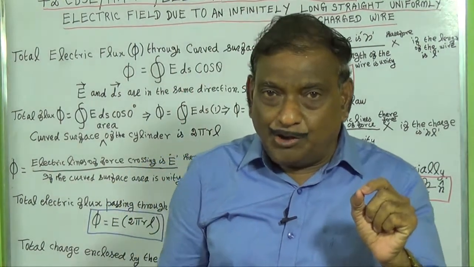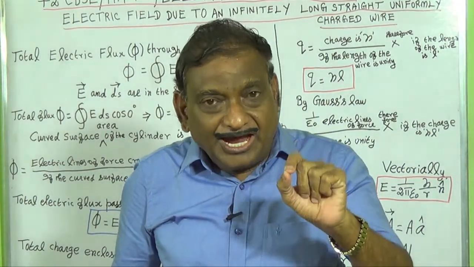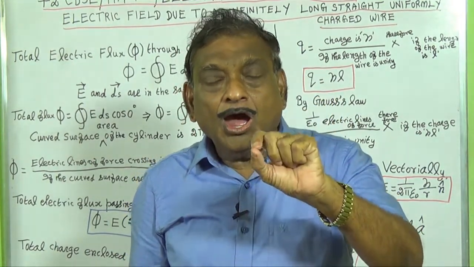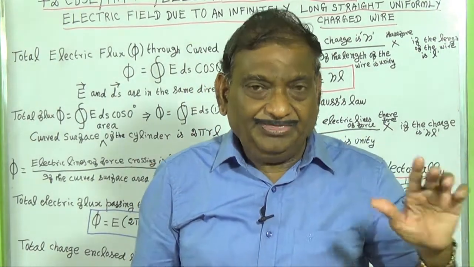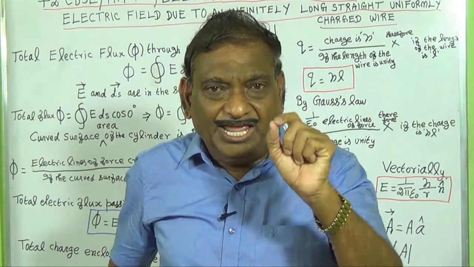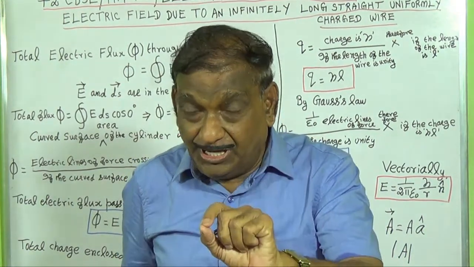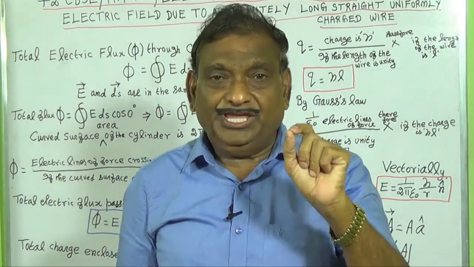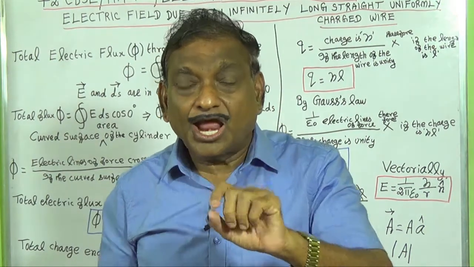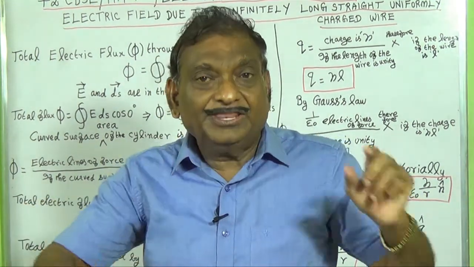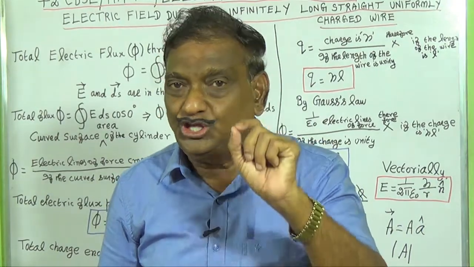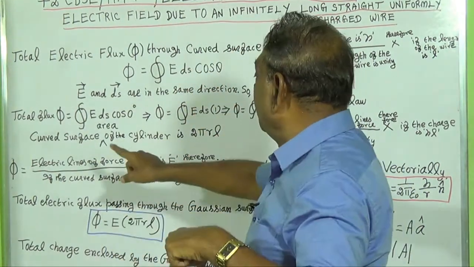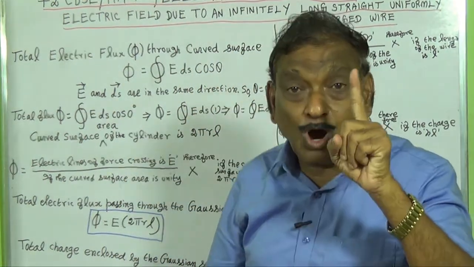On seeing the diagram, you can understand that the E vector and ds vector are in the same direction. That is, ds is taken on the point P, not on the end caps. Since the E vector and ds vector are in the same direction, the angle between them is 0. So, what is the value of cos 0? The value of cos 0 is 1.